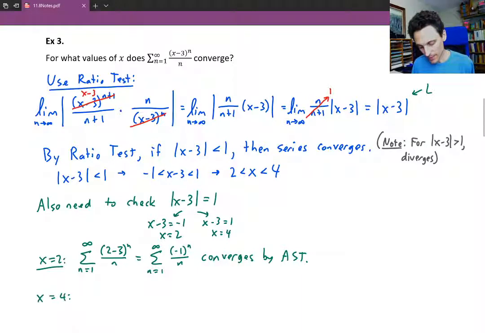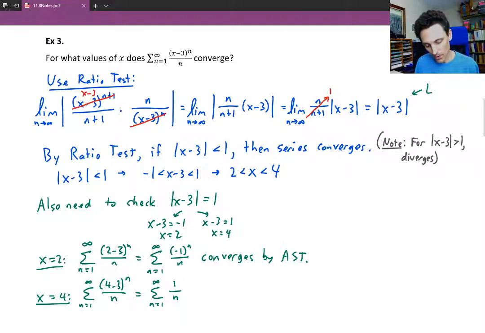Then for x equals 4, we'll have 4 minus 3 to the n over n. We're plugging in 4 into that original power series, replacing the x with a 4. And here we get 1 to the n, which is 1 over n.